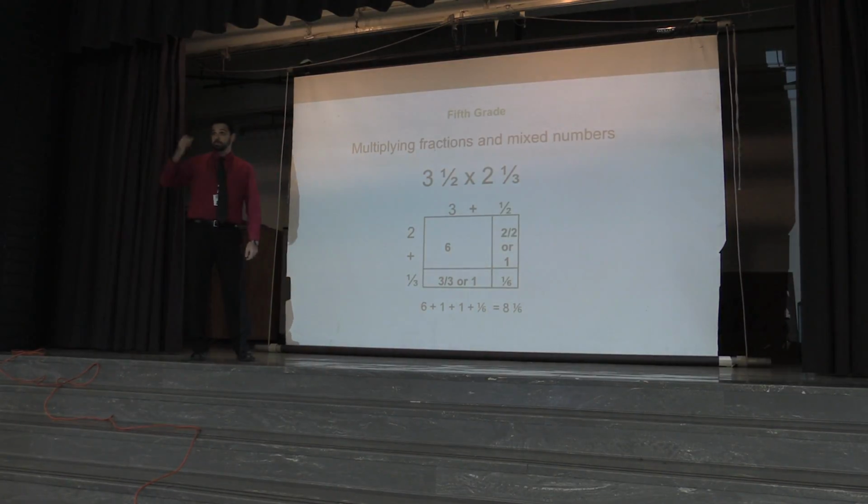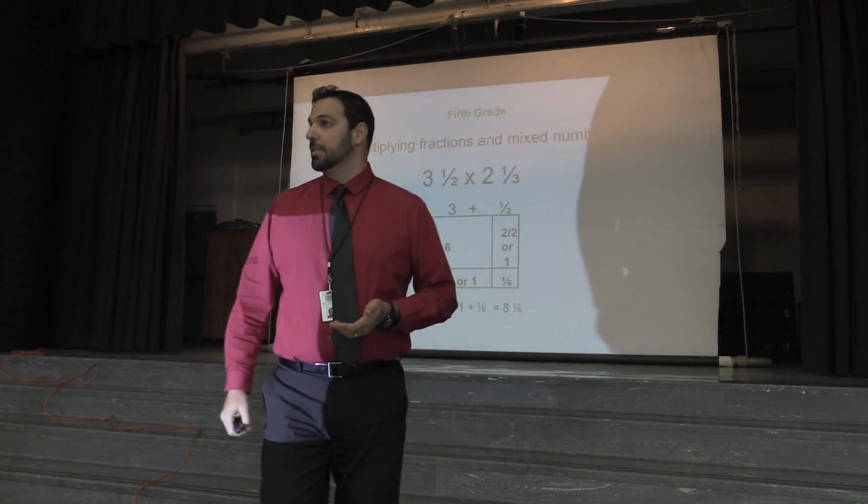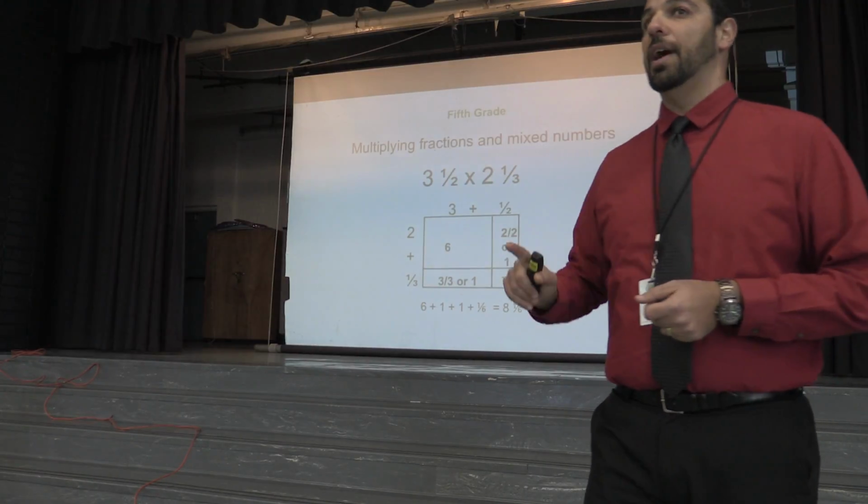And at that point, what should we do? Put them back together. 6 plus 1 plus 1 plus 1/6, 8 1/6. Isn't that cool? So this is using the distributive property to understand multiplication of fractions. Do they also learn the other one as well? Yes, but they actually see why it works.